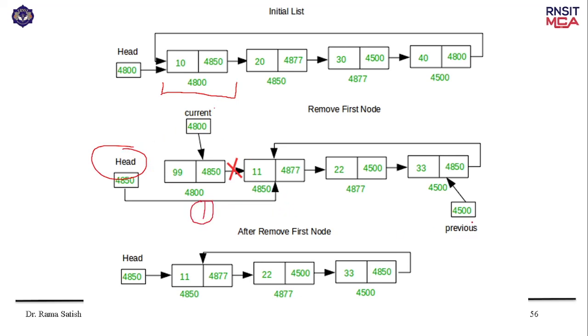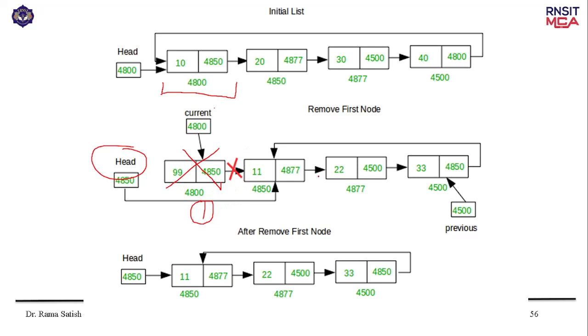And the previous node, which earlier was pointing to the head node, has to point to the current node's next. So this has to be moved. After this, you have to delete this node. So that is what you have to understand.